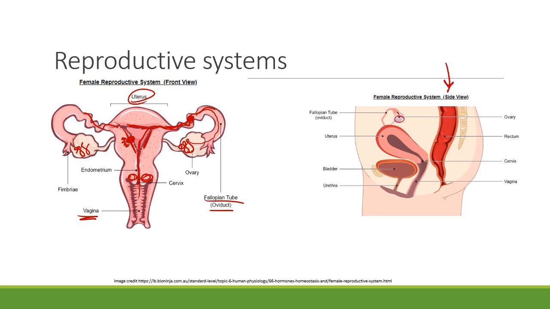Here is a side view. The ovary is here, fallopian tube, also known as the oviduct, is here. Uterus with the endometrial lining on the inside is here. Cervix is here. Vagina is here.